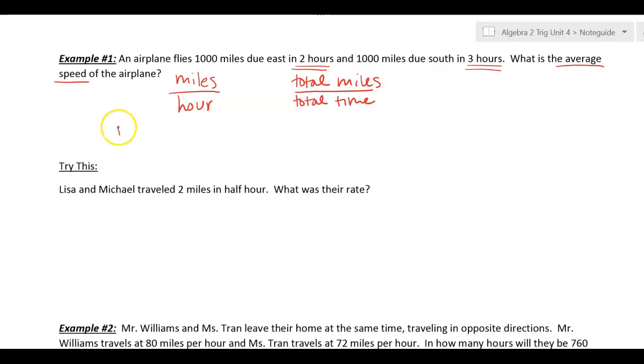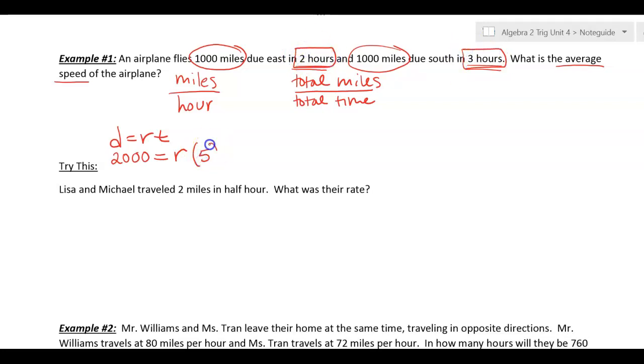So you can see this with the distance equals rate times time, that you flew a total of 1,000 miles here and then another 1,000 miles here. So you flew 2,000 miles total. You don't know which rate, because you're trying to find the average speed. And the time that you accomplished this in was 2 hours and then 3 more hours for a total of 5 hours. And then you can solve this for the rate. And then you would get that the rate is equal to 400. And again, this was miles and hours. So this is 400 miles per hour. Okay.